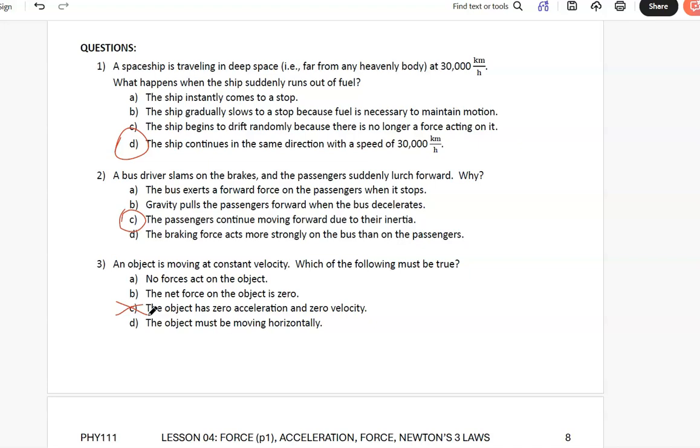A says no forces act on the object. Well, that could be true, but it's not that it must be true. Yes, if you have no forces acting on an object, it will continue to either be at rest, which is a constant velocity of 0, or it will continue in a certain direction forever unless some force acts on it. So while A could be true, it's not always true.